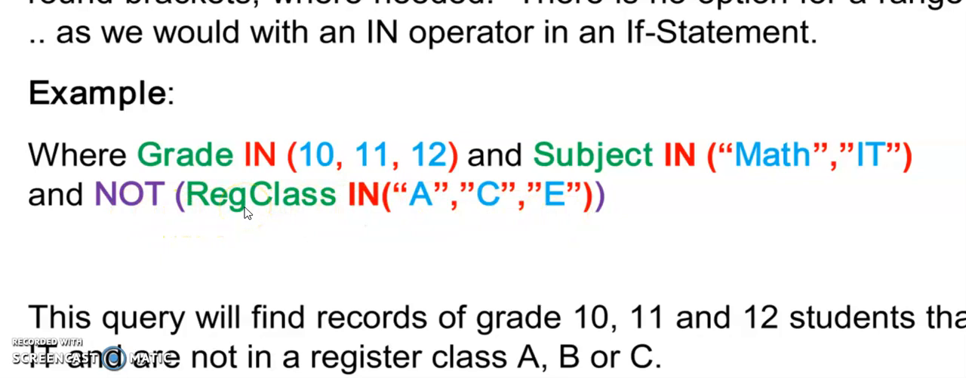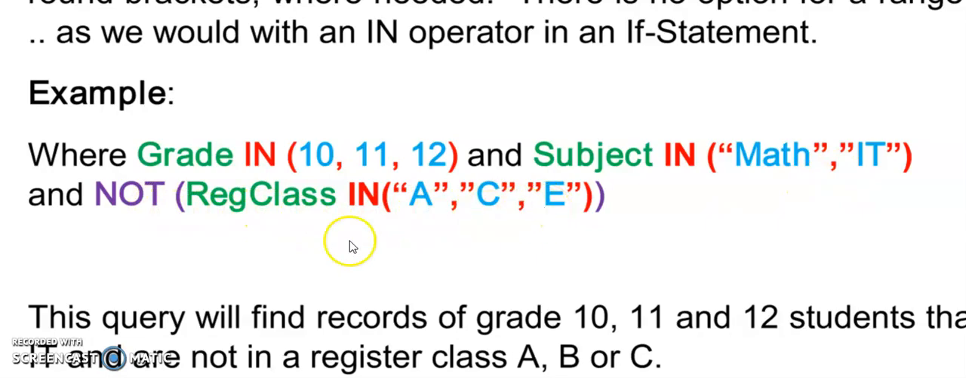So what this statement will show me is all those records where the learner was in either grade 10, 11, or 12, where the subject was either maths or IT, and where they were not in a register class A, C, or E.